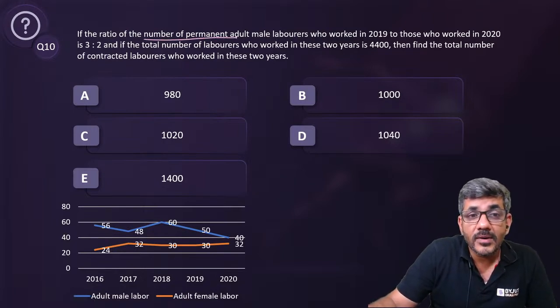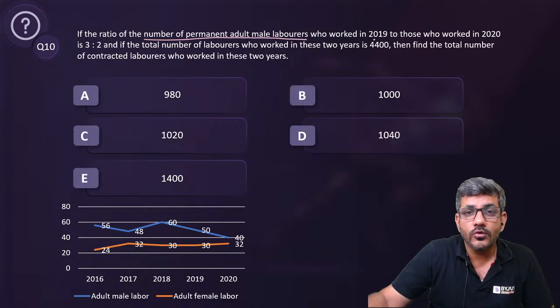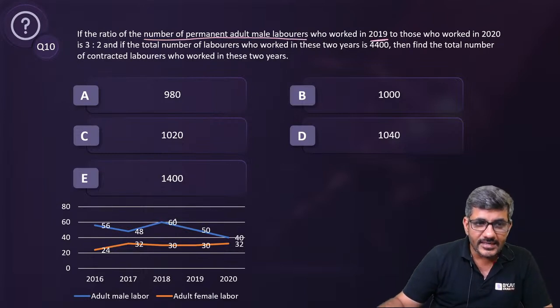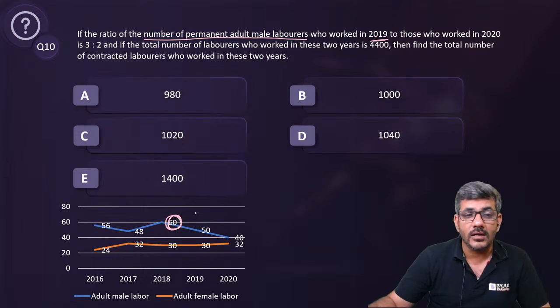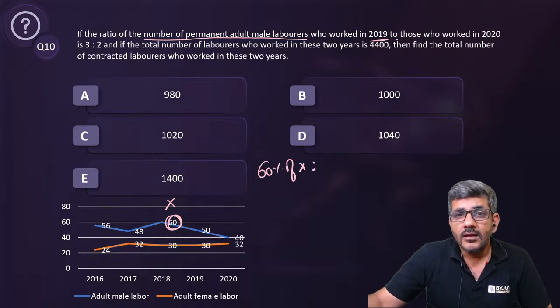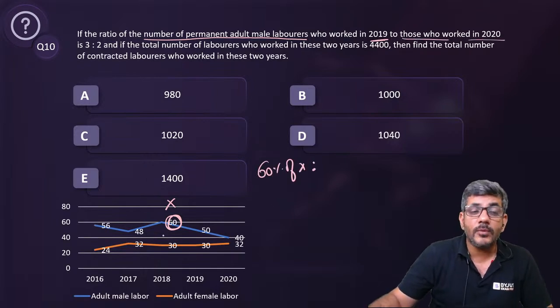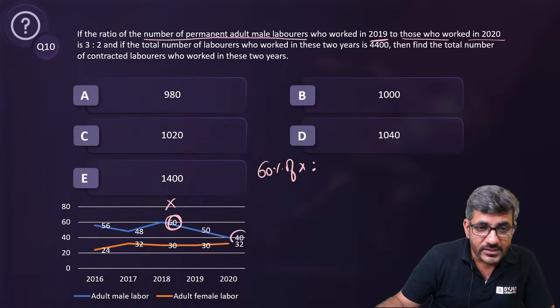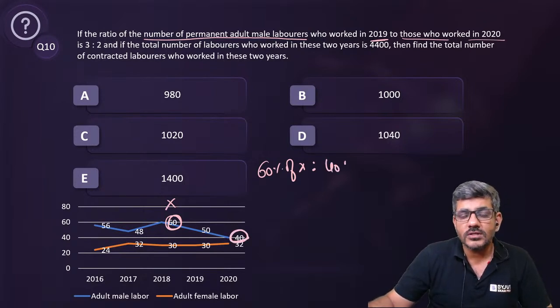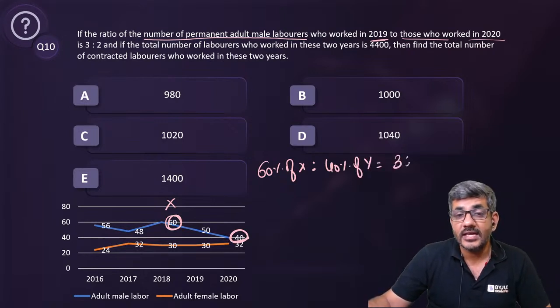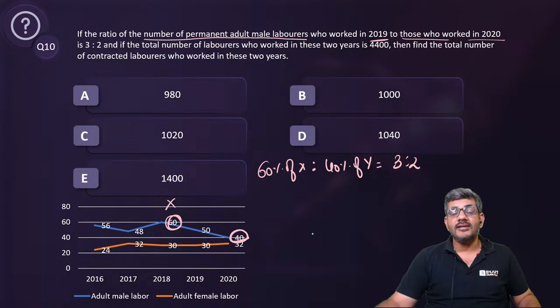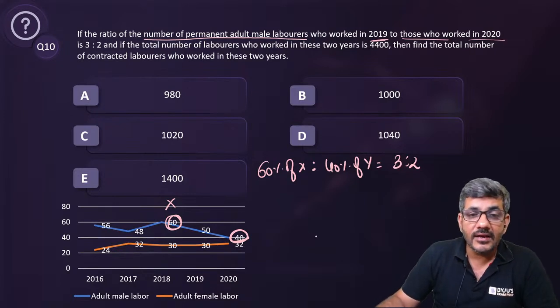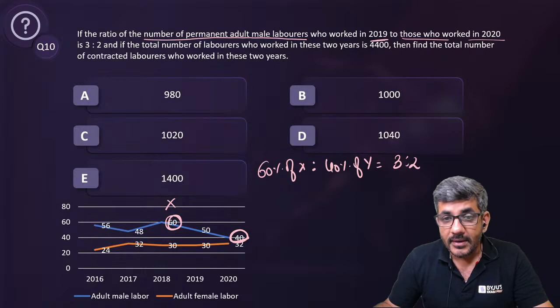Ratio of the number of permanent adult male laborers who worked in 19. Who worked in 19 is 60% of the total. So let us say total number of people here is X. So 60% of X. Their ratio with those who worked in 2020. Those who worked in 2020 is 40%. So let us say the total number of people there is Y. So 40% of Y and 60% of X, they are in a ratio of 3 is to 2. Is that right, guys? These are in a ratio of 3 is to 2.